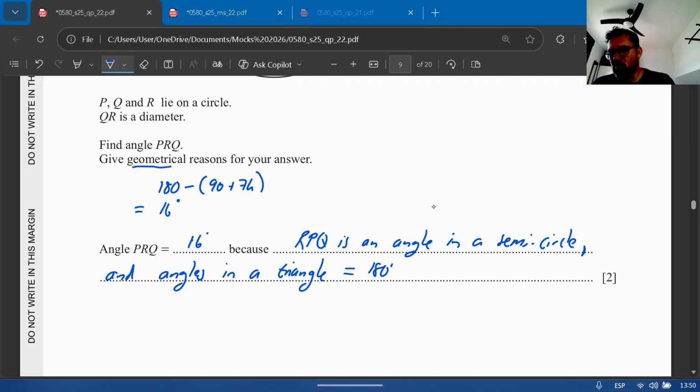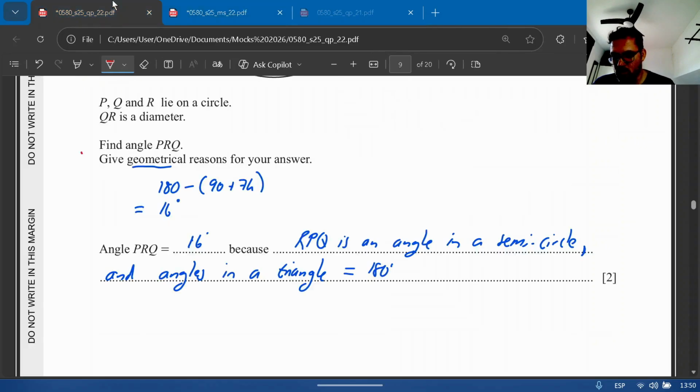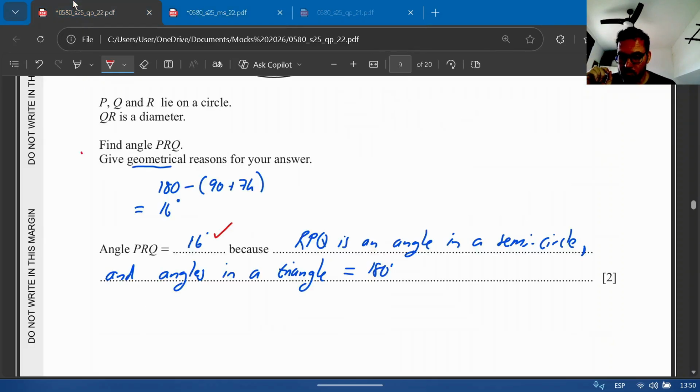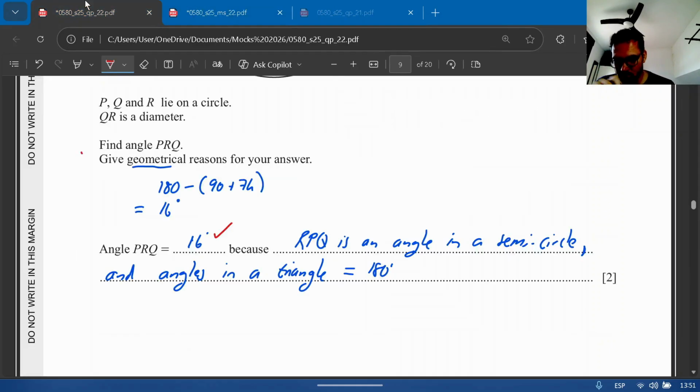There's only 2 marks, so I don't think they want both. Let's see what the mark scheme says. Okay, so B1 for 16, or angle in a semicircle. Okay, so yes. To get full marks, you need to have both. So 2 marks means 16 and that and that. You need to have both those reasons, not just one. If you only got one, you get 1 mark.